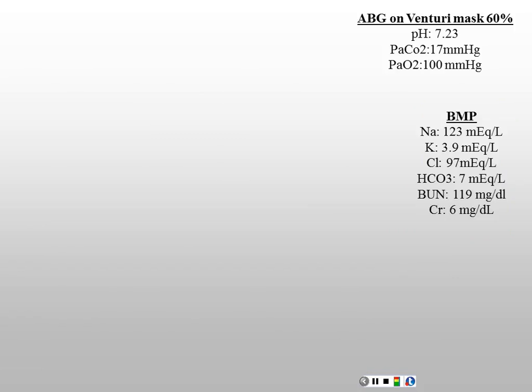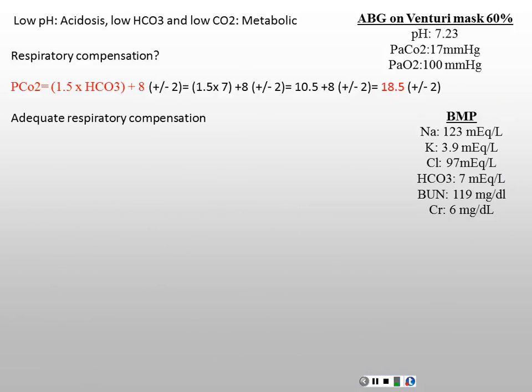So again, you look at your blood gas and you look at the metabolic panel. You look at the pH, it's on the lower side, consistent with acidosis. You look at your HCO3 and carbon dioxide, both of them are low, so again, metabolic. Next step, Winter's formula again. If you notice here, this rule may not apply accurately because the pH is lower. So when you use Winter's formula to calculate the predicted PCO2, you will have 18.5 plus or minus 2, which is very close to the measured CO2. So now we know we have metabolic acidosis and we have adequate respiratory compensation.